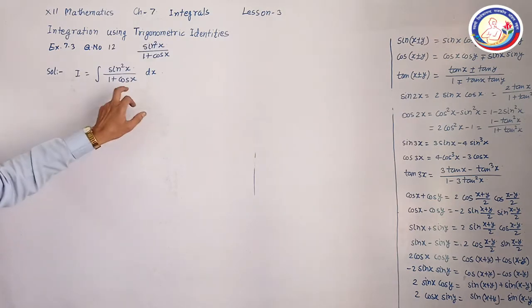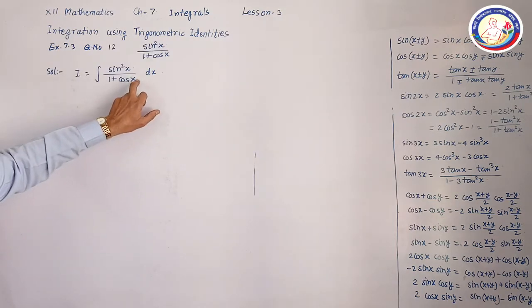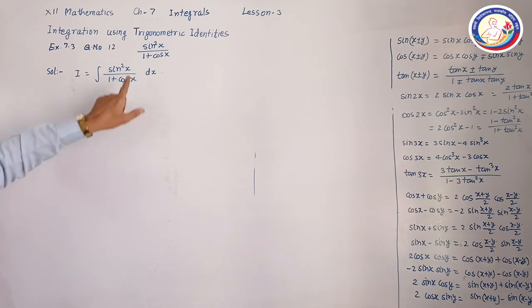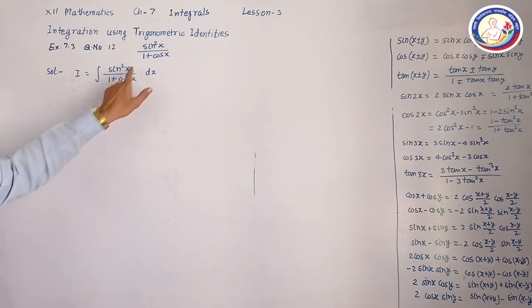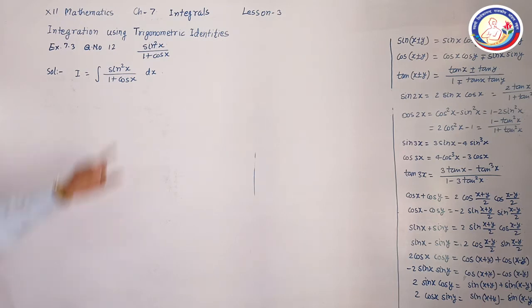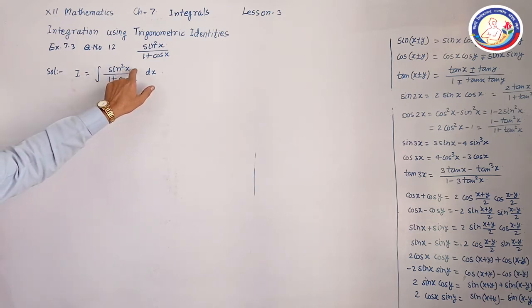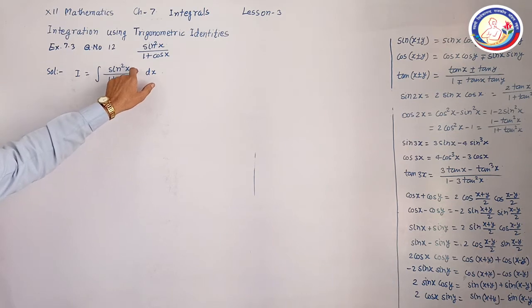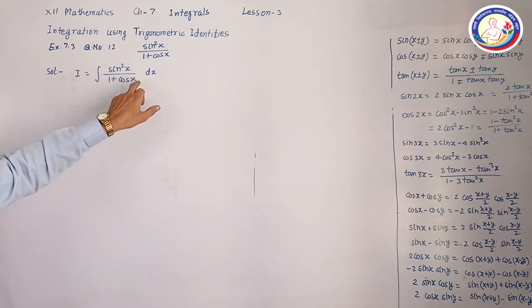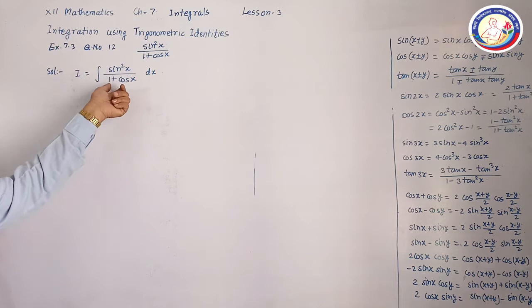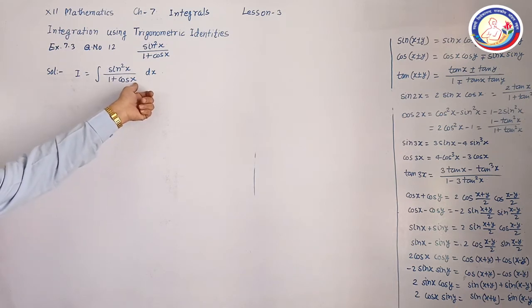Here the function is in the form of a fraction. In numerator we have sin square x and in denominator 1 plus cos x. Here only one identity is applicable. We can write 1 minus cos square x for sin square x. And then if we solve, we can eliminate 1 plus cos x from the denominator.